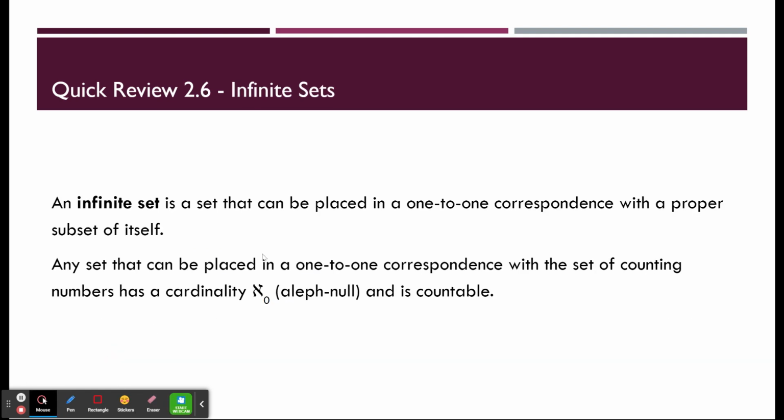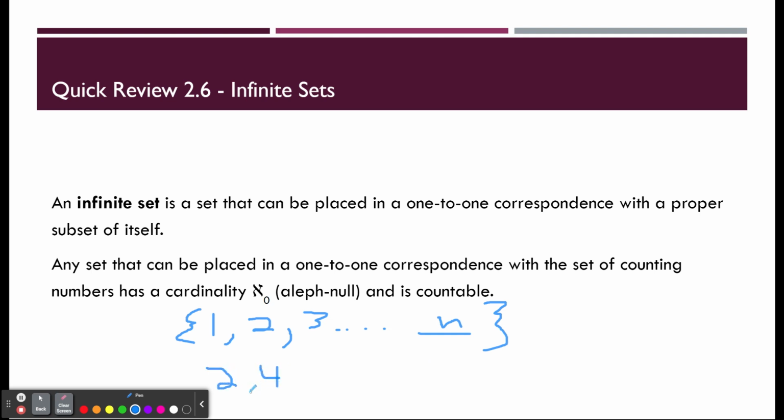Well, last but not least, 2.6, the infinite sets. An infinite set is a set that can be placed in a one-to-one correspondence with a proper subset of itself. So we talked about, within our set setup, 1, 2, 3, ... n. We're trying to figure out the n value down here. And so if we have like 2, 4, 6, ... you see that this is just going to be 2n. So these are the ways in which to show correspondence between these two.